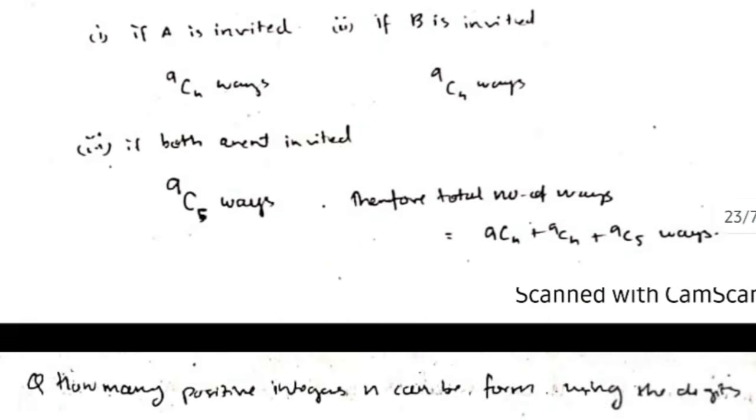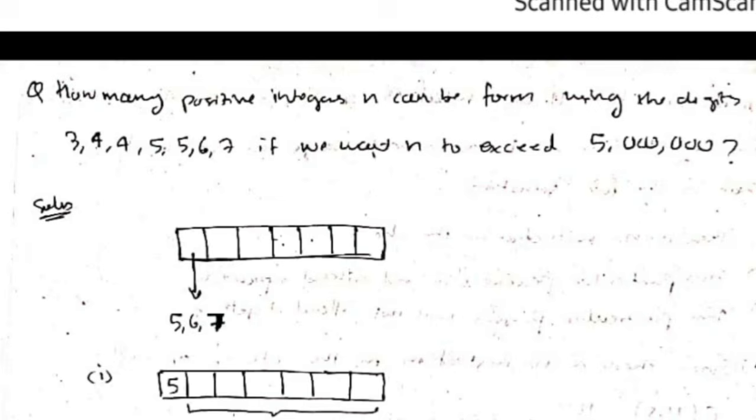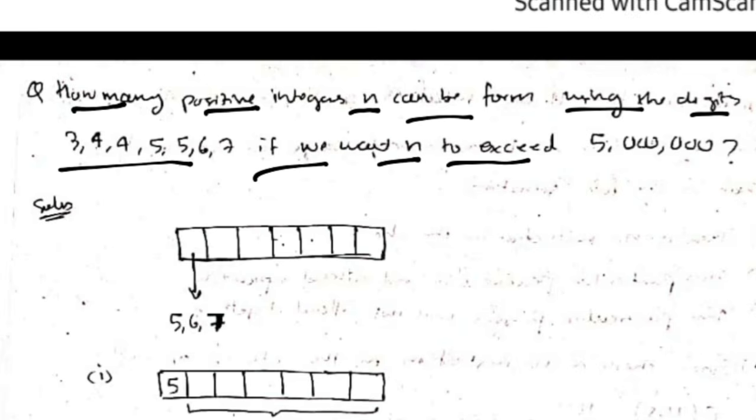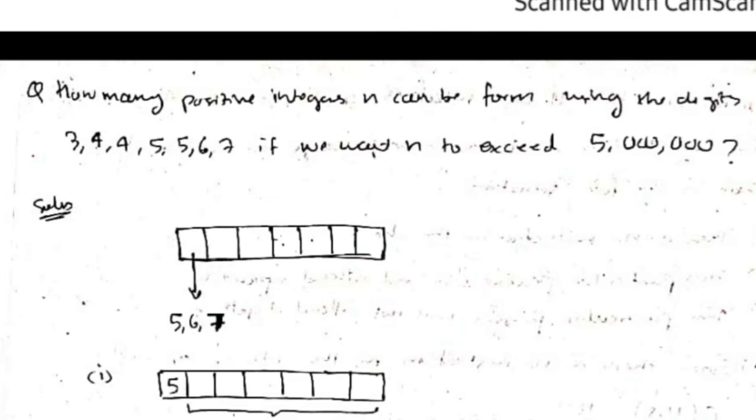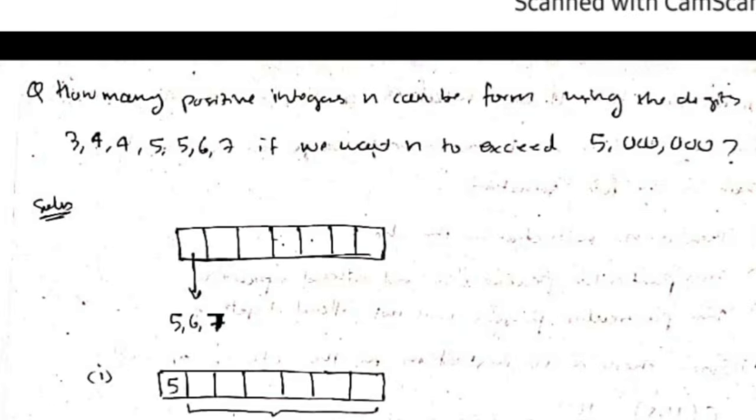So the combination of all these 3 possible cases will give the total number of ways, okay. In this question we have been given: how many positive integers n can be formed using the digits given here, if we want n to exceed 5 million, okay. So 5 followed by 6 zeros. If the number we form has to exceed this, that means in the first place it should be either 5, 6 or 7, okay. So 3 cases are possible.